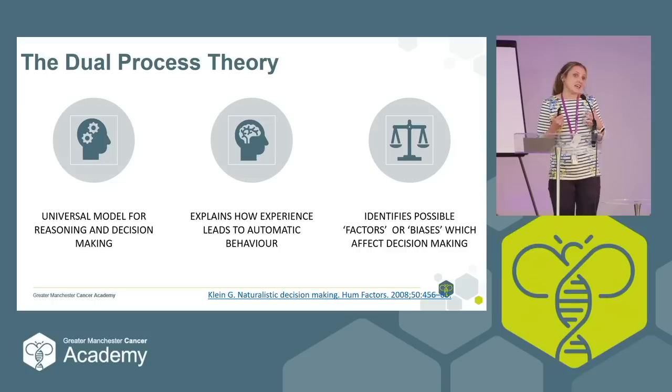So the dual process theory is another theory about thinking. It's not for clinicians, but it's very applicable to clinicians. It's a universal model, and it describes decision-making and reasoning. It explains how thinking goes from type 2 to type 1, how it becomes automatic, and it also lets us see and be aware of the things that can also affect our decision-making.